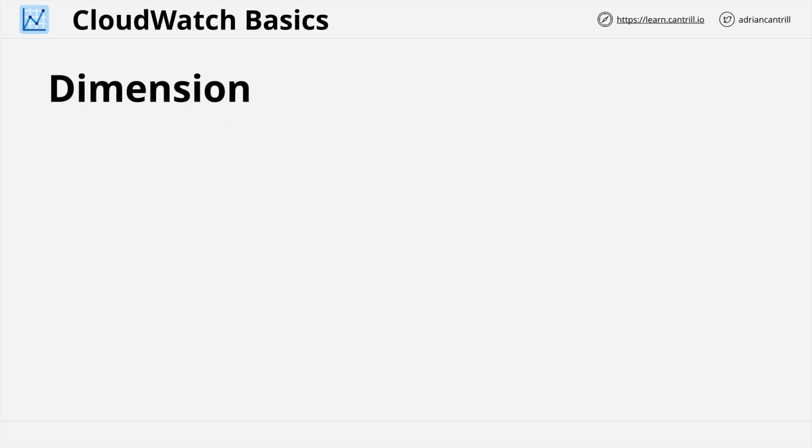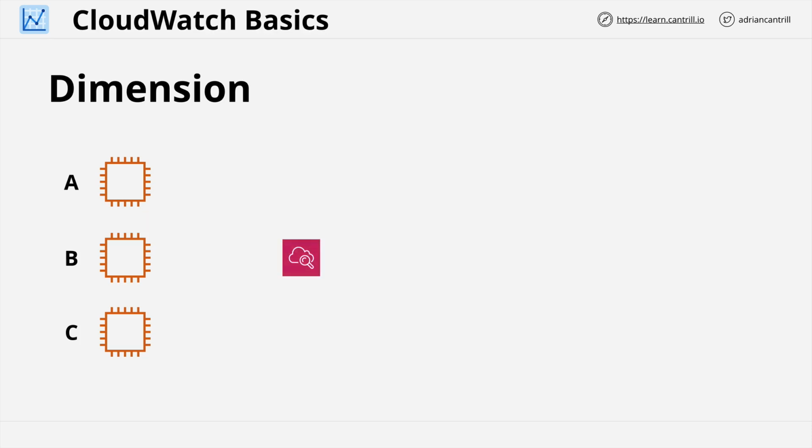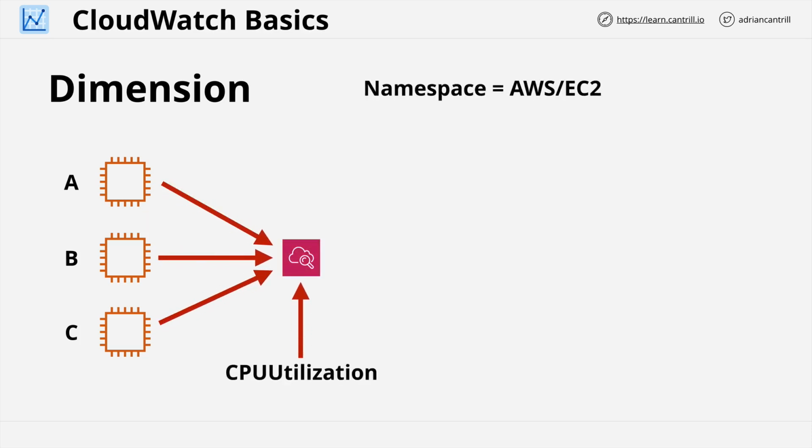Let's say we have 3 EC2 instances, instance A, B, and C. And each of them is sending data points into the AWS/EC2 namespace and the CPU utilization metric. Let's say that each second the instances are sending 1 data point. So this metric is receiving 3 data points per second, 1 from each of the EC2 instances.